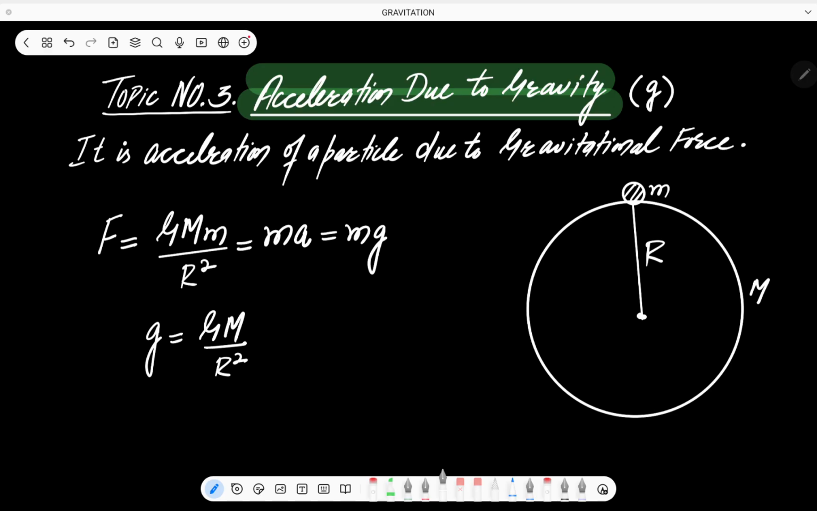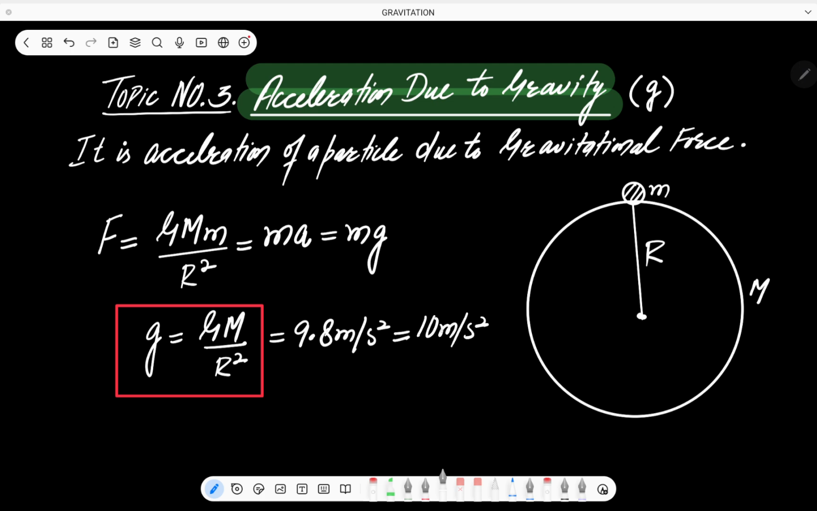This is the equation which we famously call acceleration due to gravity on the surface of earth. What is the value of the acceleration due to gravity on the surface of earth? Its value comes out to be 9.8 meter per second square, and for mathematical convenience we can take its value as 10 meter per second square. So these are some special values of acceleration due to gravity on the surface of earth, which is 9.8 meter per second square, or approximately 10 meter per second square.